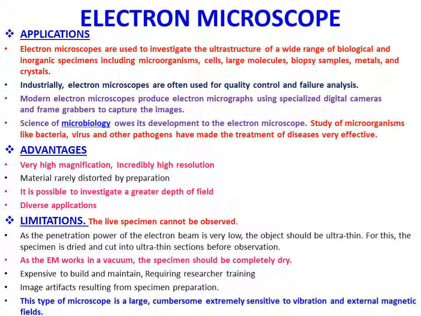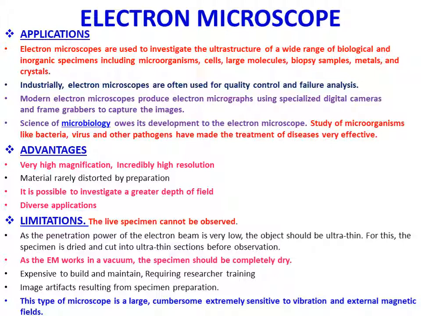As the penetration power of the electron beam is very low, the object should be very thin. For this, the specimen is dried and cut into ultra thin sections before observation, which is very important. As the electron microscope works in a vacuum, the specimen should be completely dry, with no moisture. It is expensive to build and maintain, requiring researcher training, so the operator should have high knowledge and experience in research.